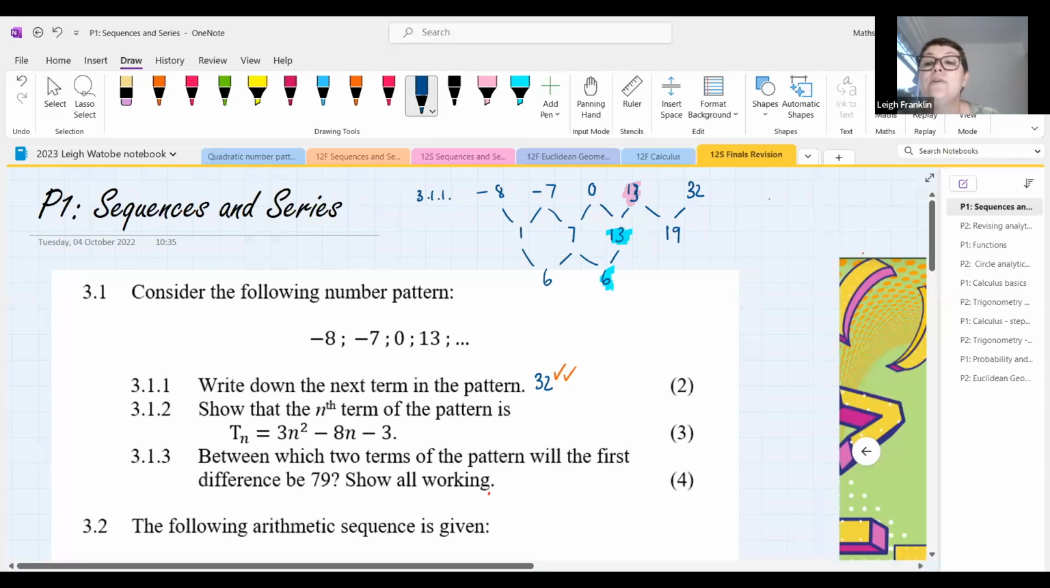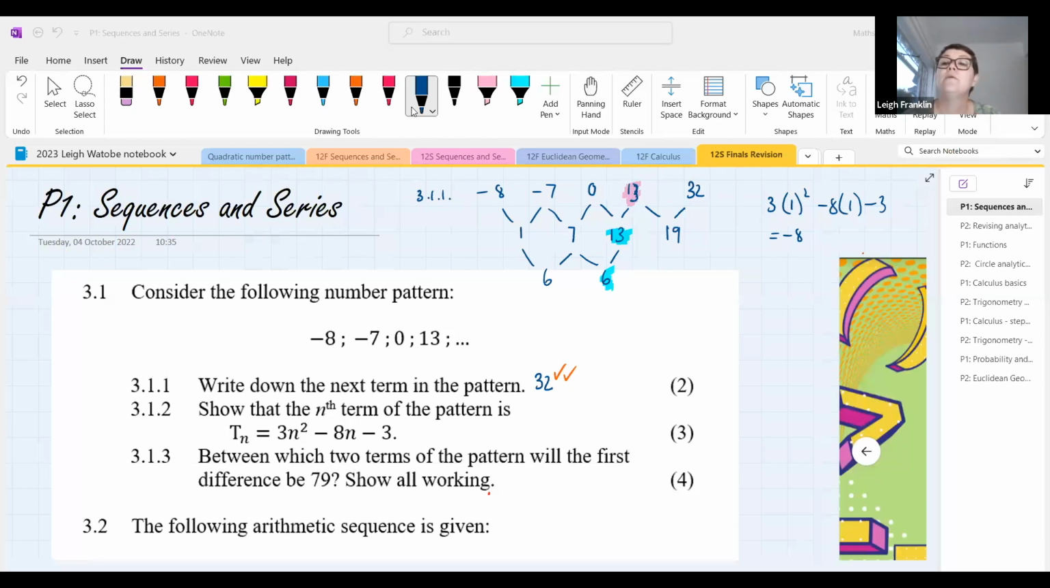Okay, so if they do this, so 3 times 1 squared minus 8 times 1 minus 3 equals -8. That's not allowed, because by doing that, you are verifying, you are not proving. So good question, Yolanda. What you're doing here is called verifying, and the CAPS syllabus never ever allows for verifying.